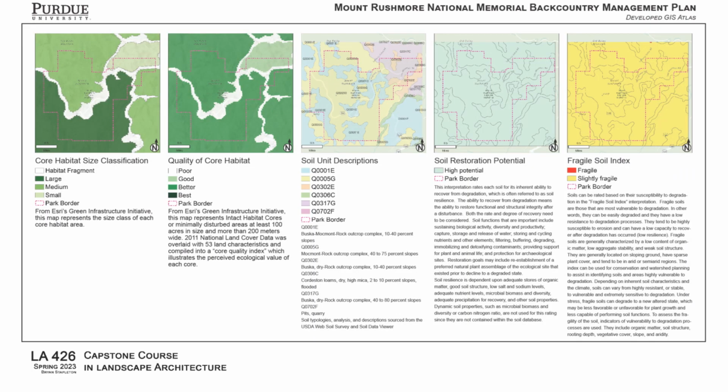Onto the GIS atlas. I pulled data from Esri's Green Infrastructure Initiative layers, which show various amounts of habitat and their relative quality. I also pulled data from the USGS Web Soil Survey. Here you can see the unit descriptions, the restoration potential. Soils on site have high potential for restoration and are slightly fragile.